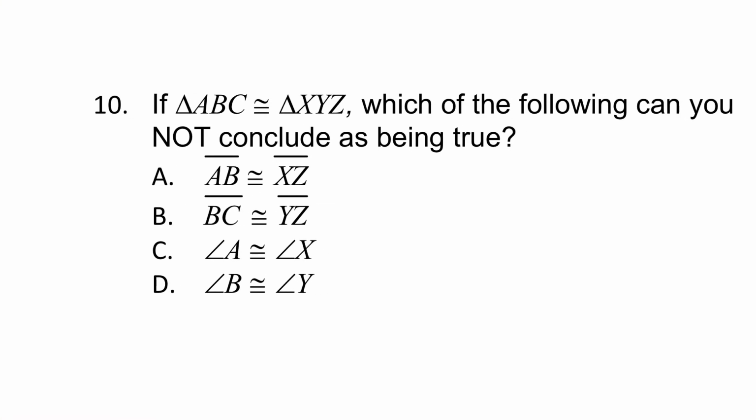I can say angle A is congruent to angle X because they are both listed first. This was first in this one. This was first in this one. Likewise, B and Y will be congruent. Angle B is congruent to angle Y. And angle C is congruent to angle Z. So I can get all of that about the angles just from looking at the congruence statement.